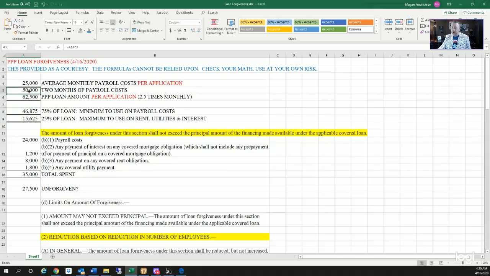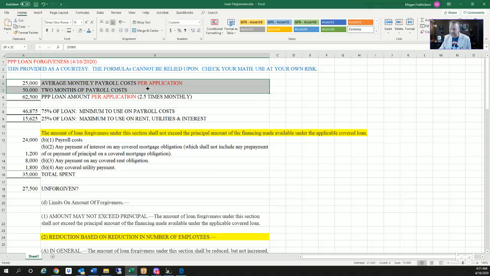Well, if your average monthly payroll is 25 grand, 2 months is 50. You borrowed this. Well, 75% of this is only 46,875, which is less than the 50 grand. How? Because this is the average of the last 12 months.